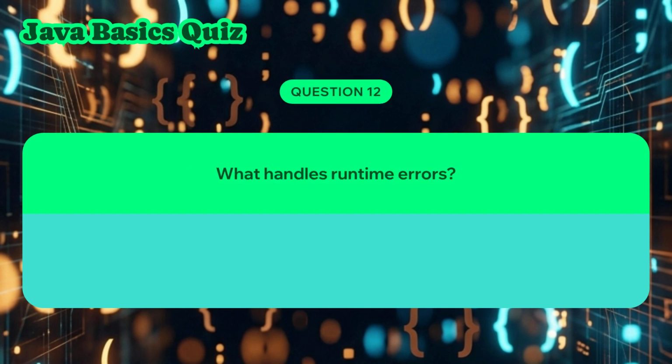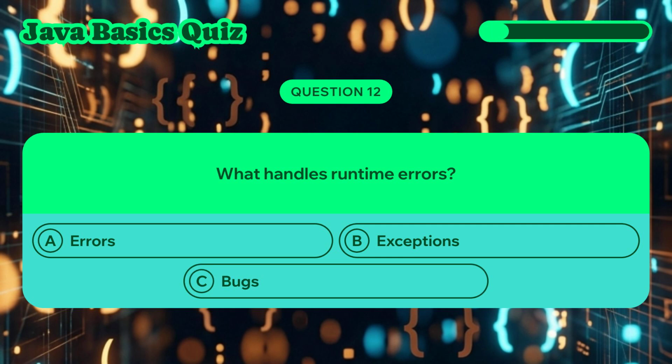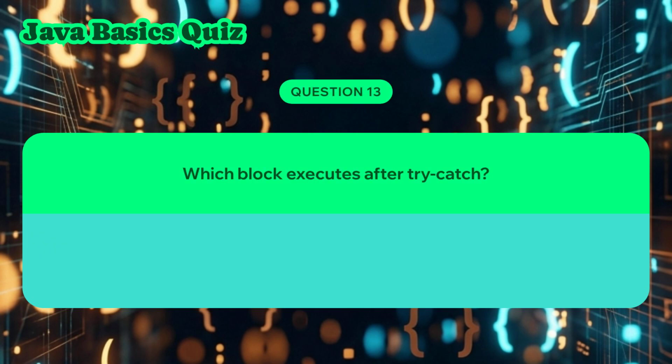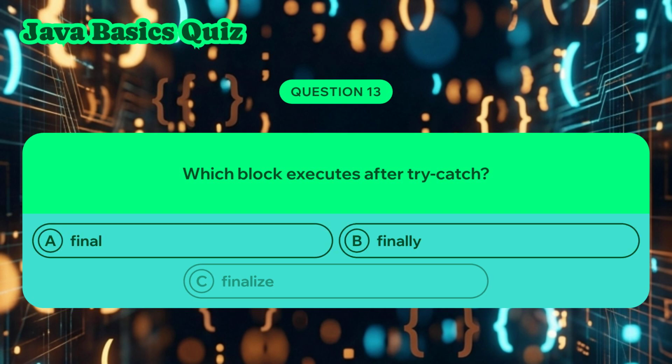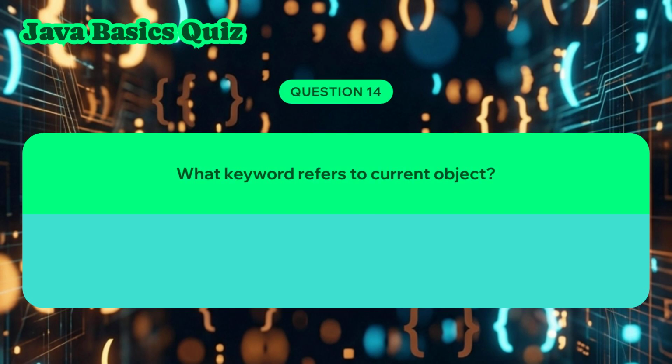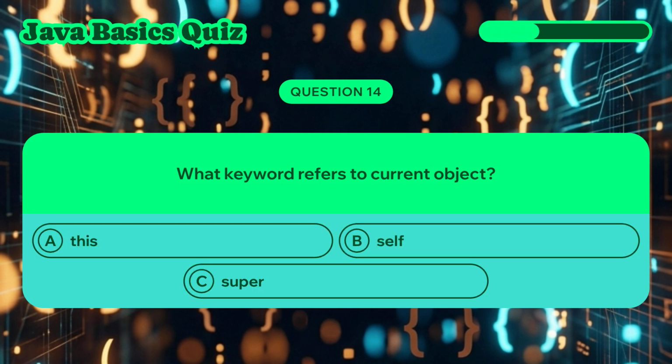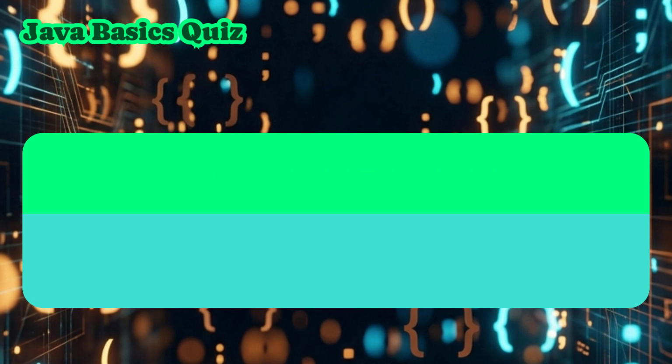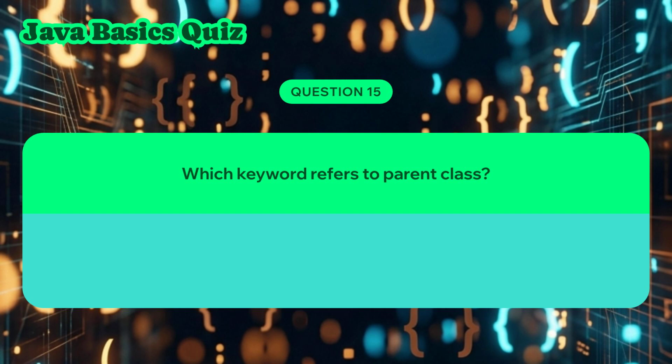What handles runtime errors? Which block executes after try-catch? What keyword refers to current object? Which keyword refers to parent class?